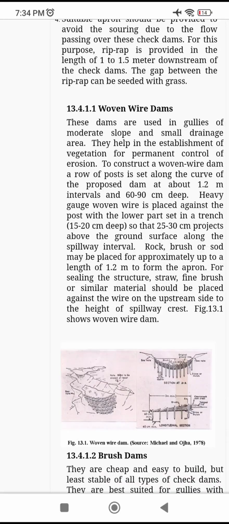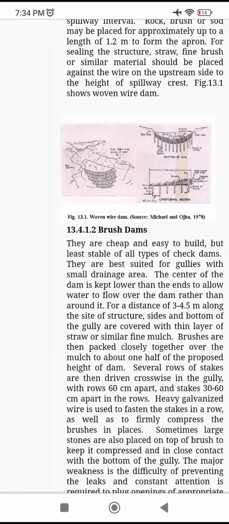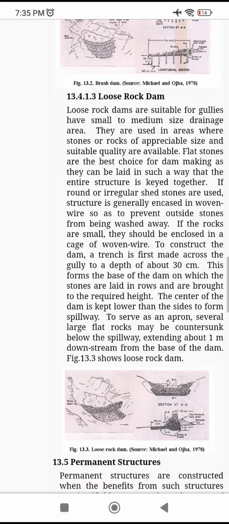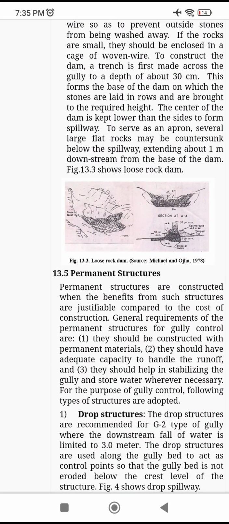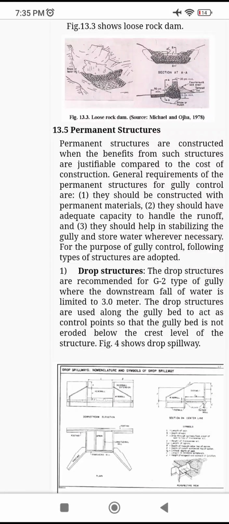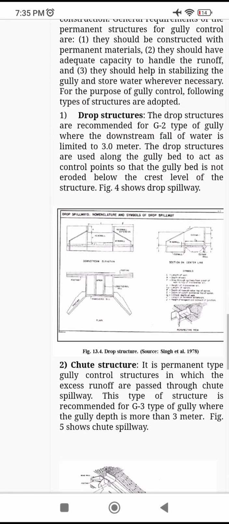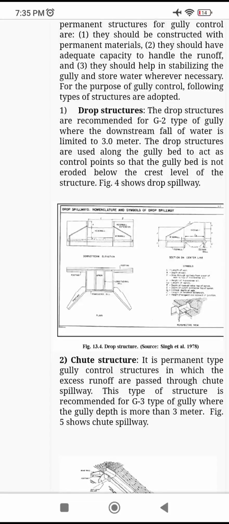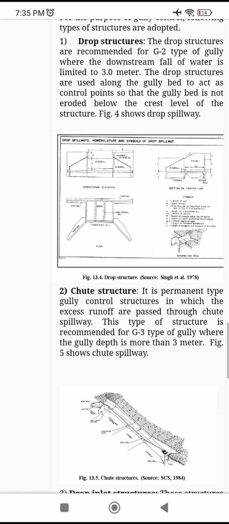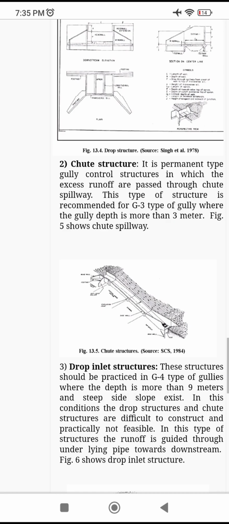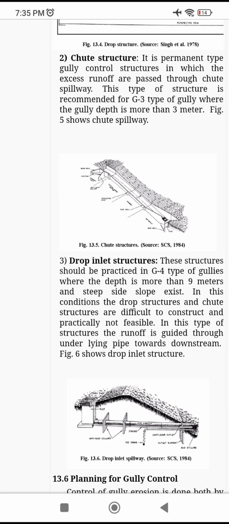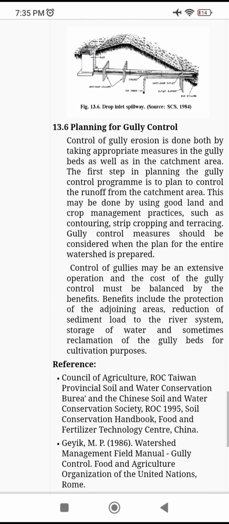Then woven wire dams, then brush dams, loose rock dam. These come under temporary structures. Then permanent structures: drop structure, for G2 type of gully, where the downstream fall of water is limited to 3 meters. Then chute structure, for G3 type gully, where the gully depth is more than 3 meters. Then drop inlet structure, for G4 type gullies, where the depth is more than 9 meters.